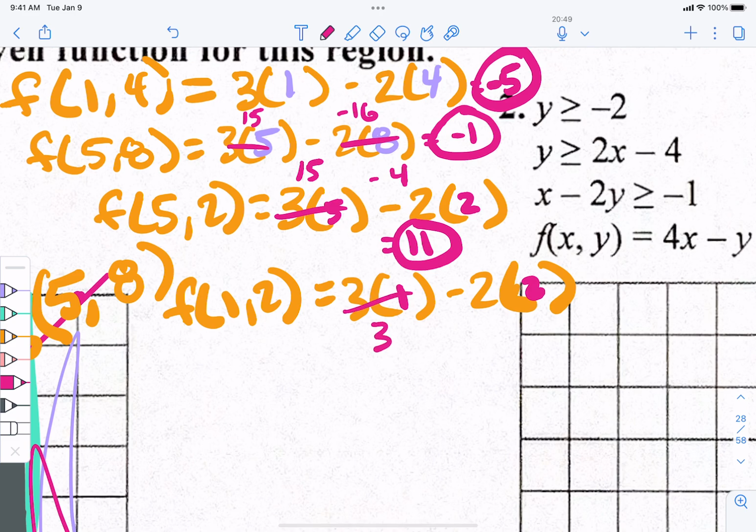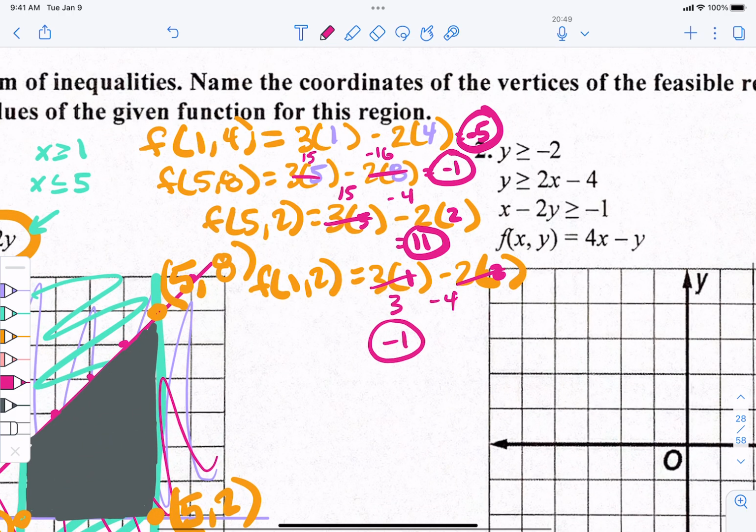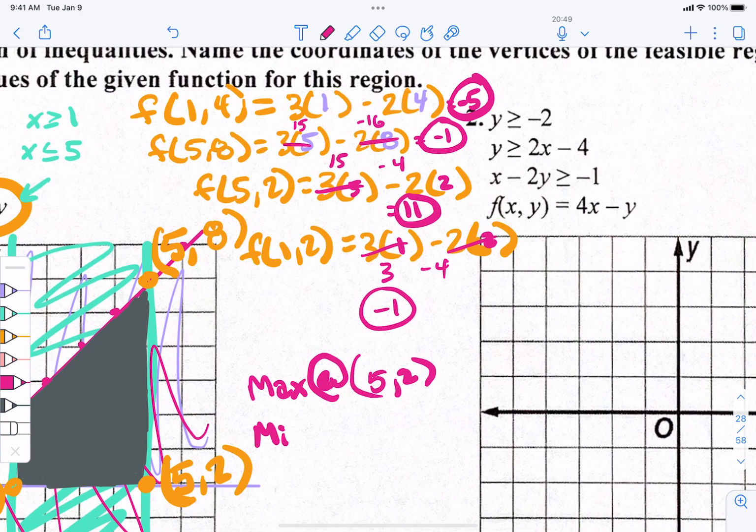3 times 1 is 3 minus 4. 3 minus 4 is negative 1. So of those 4 numbers, we got negative 5, negative 1, 11, and negative 1. What is the maximum? The maximum is 11 at 5, 2. That's what we want to list. And the minimum occurs at which one?